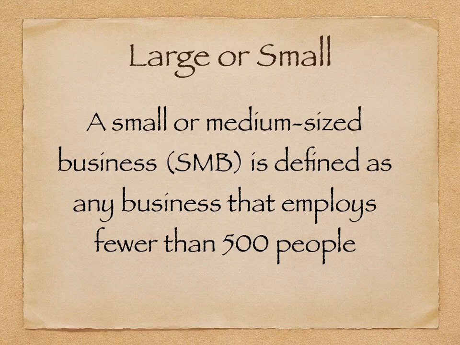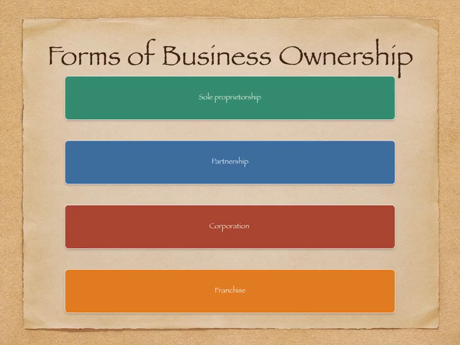Another way of characterizing a business is determining its size. If it's considered to be a small or medium-sized business, then it means that it employs less than 500 people. Another way of characterizing a business is to look at how it's owned. A sole proprietorship is a business that is owned by one person. We will be going into detail about each type of ownership in another lesson.